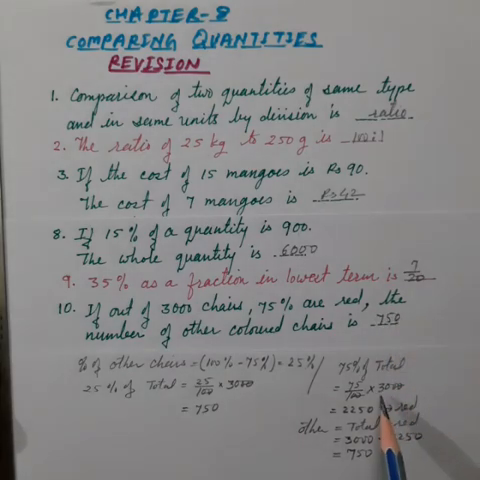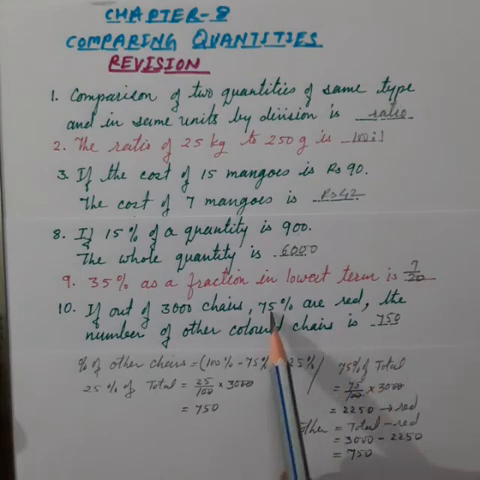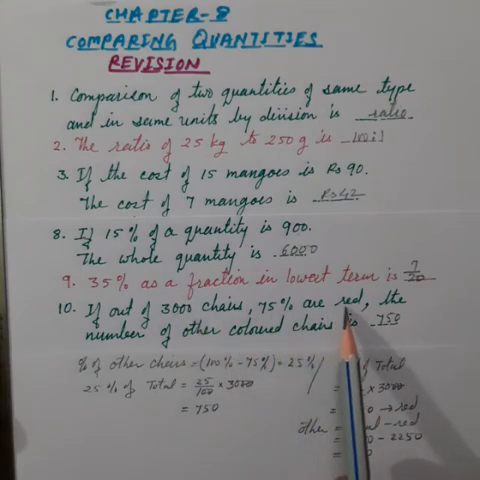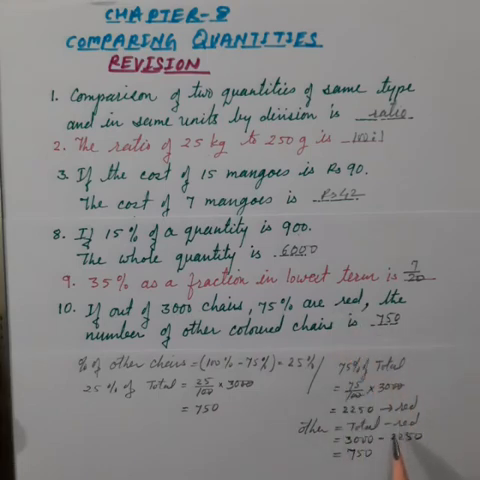You can find it in another way also. First find 75% of 3000. You will get the number of red colored chairs, and then subtract the number of red colored chairs from the total number of chairs. You will get the number of other colored chairs.